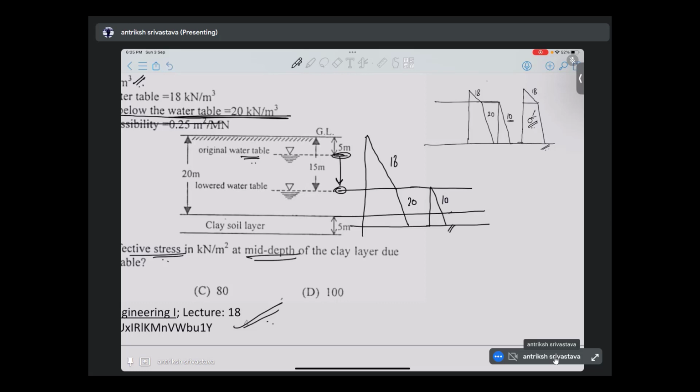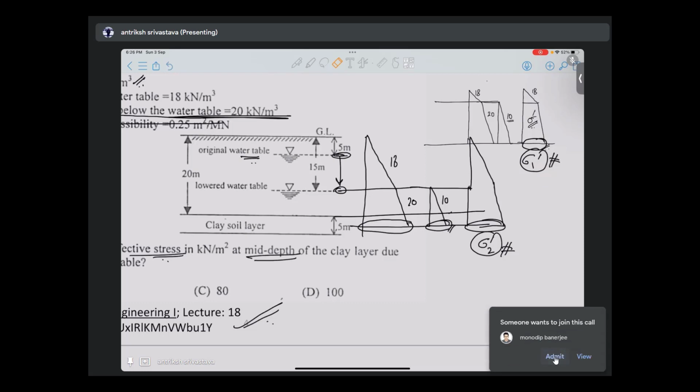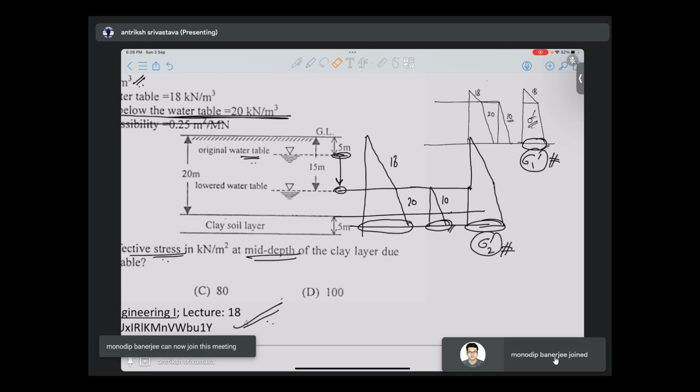So the difference between these two is going to give us the effective stress at this point. So this is going to be our second effective stress, and this is going to be our first effective stress. So what is the difference between these two? That is what the question is asking us. So let us calculate both the effective stresses.